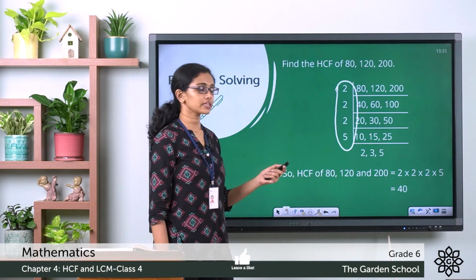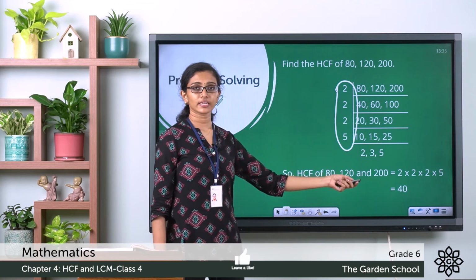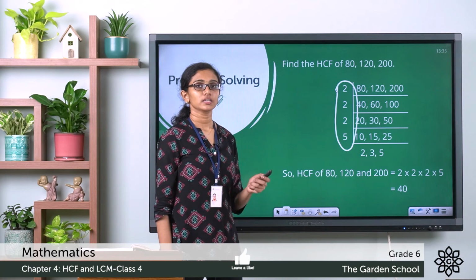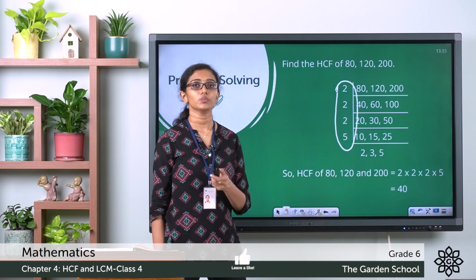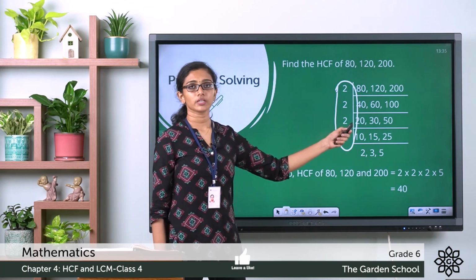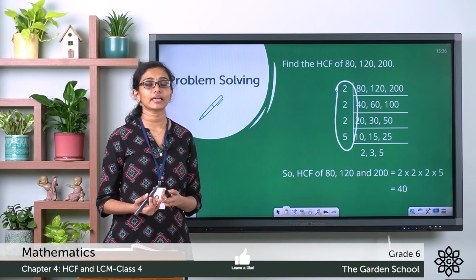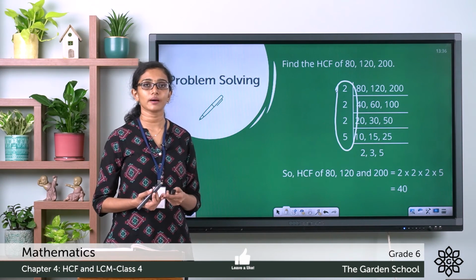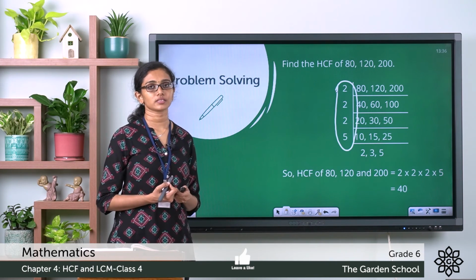You can try finding the HCF of these numbers with prime factorization method also and see if you are getting the same answer. No matter which method you are adopting, the HCF will be unique to a particular set of numbers. So I hope now you are clear with how to find the HCF of a few given numbers using both prime factorization and short division methods.